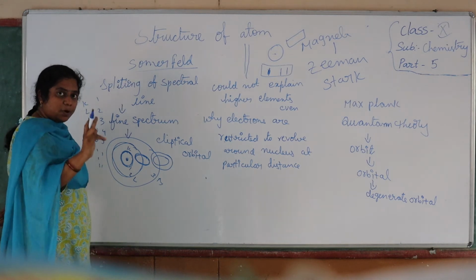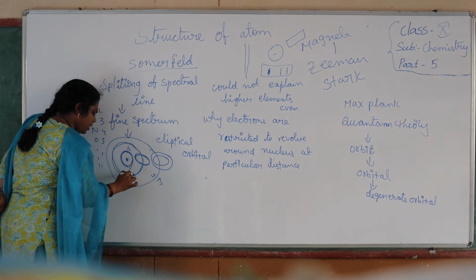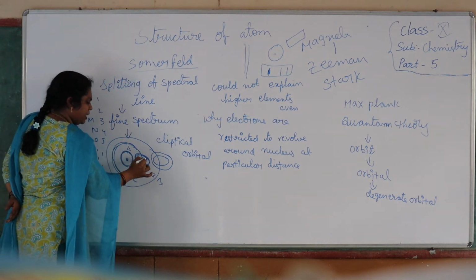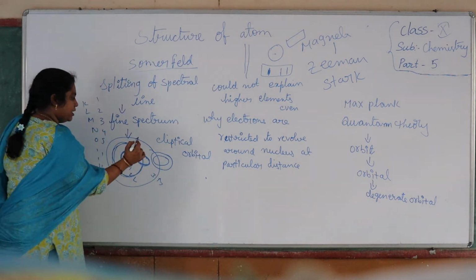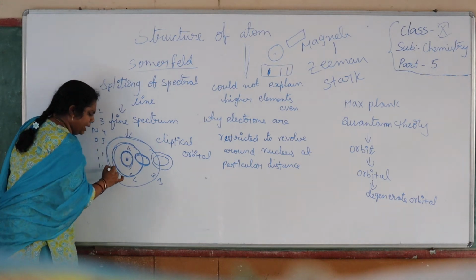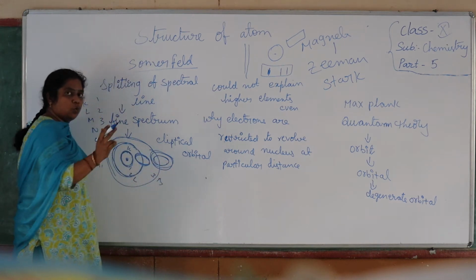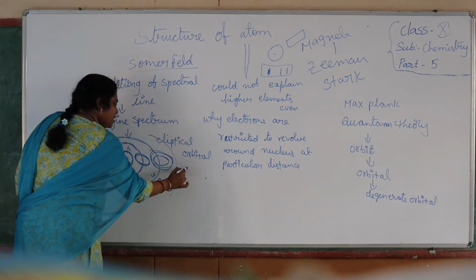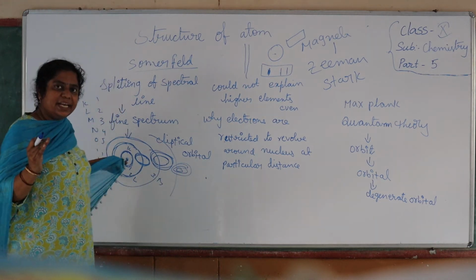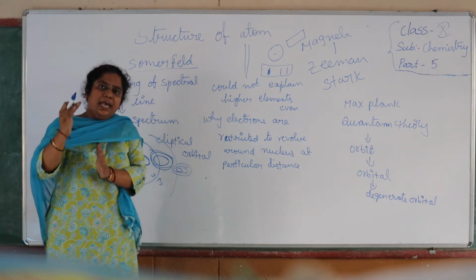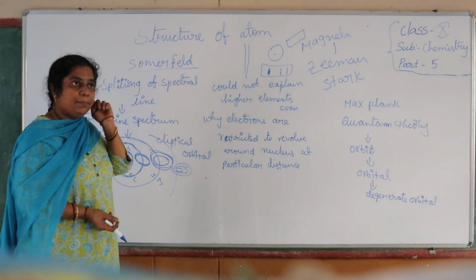For the first one, only a circular orbit. For the second circular orbit, Sommerfeld gave one elliptical orbital. For the third circular orbit, he gave two elliptical orbitals. And for the fourth one, three elliptical orbitals, and so on. So for each circular orbit, he gave a number of elliptical orbitals. Why did he give these elliptical orbitals?